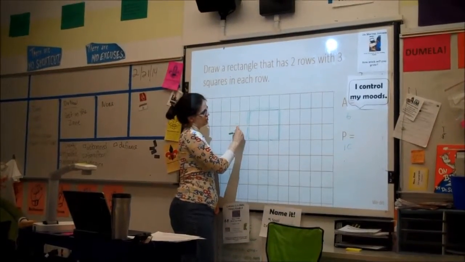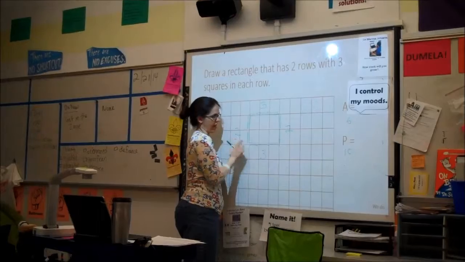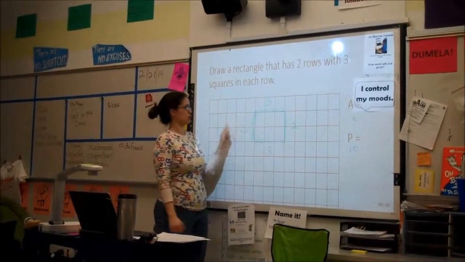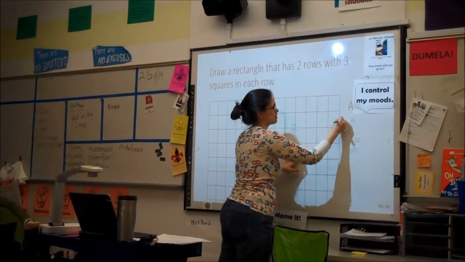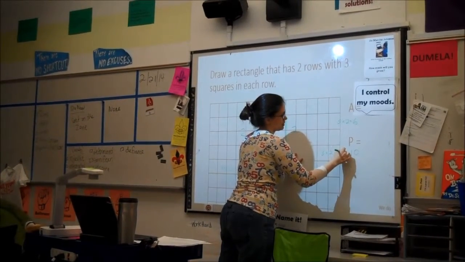This was 2. This was 3. This was 2. This was 3. If I add those all up, I get 10. Let's check. 3 plus 2 is 5, 3 plus 2 is 5. Let's write these out. This was 3 times 2. This was 3 plus 2 plus 3 plus 2.